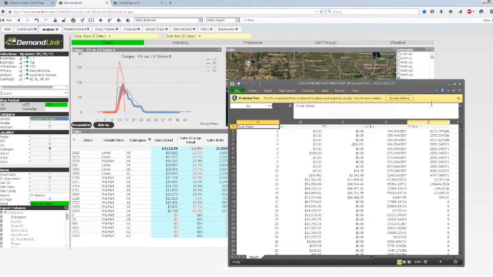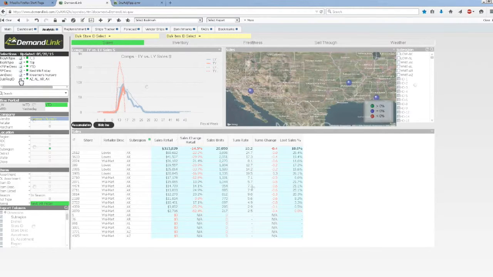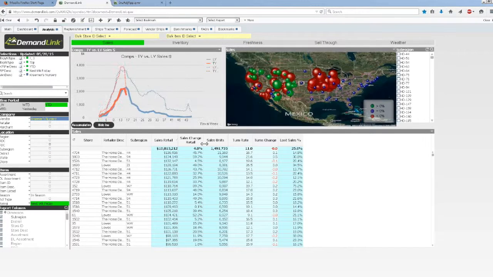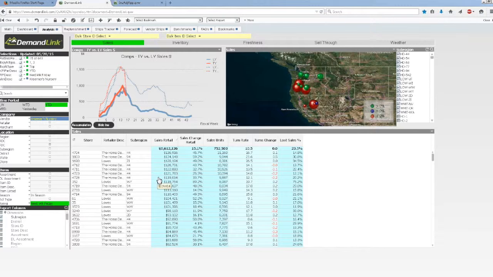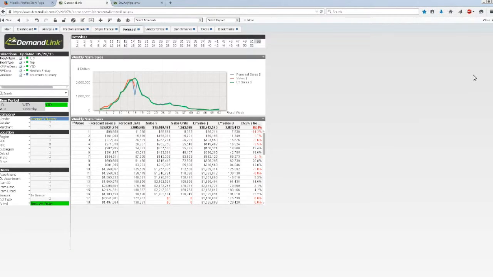The views are organized into common categories such as sales, inventory, freshness, sell-through, and weather. Inside these categories, the users will find specific information such as lost sales, indicating inventory gaps and the potential sales loss due to shortages or the average age of the product.